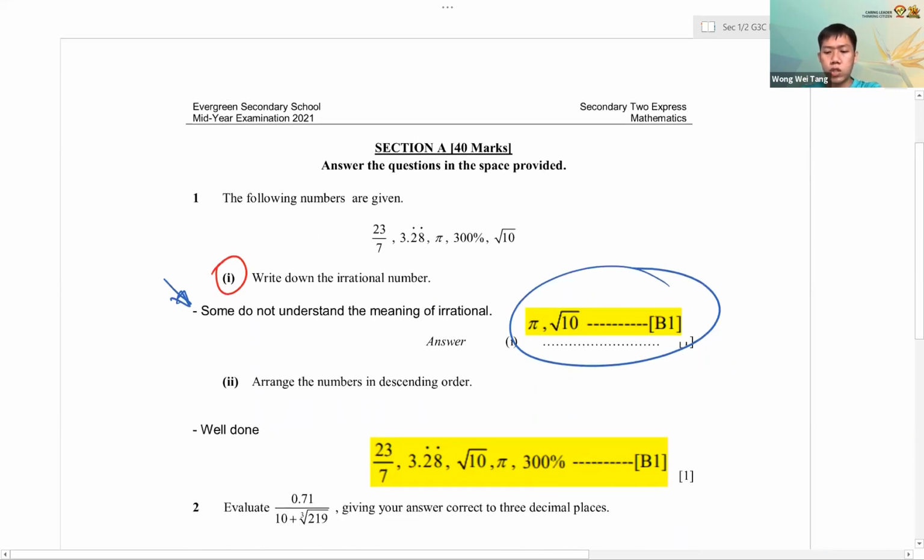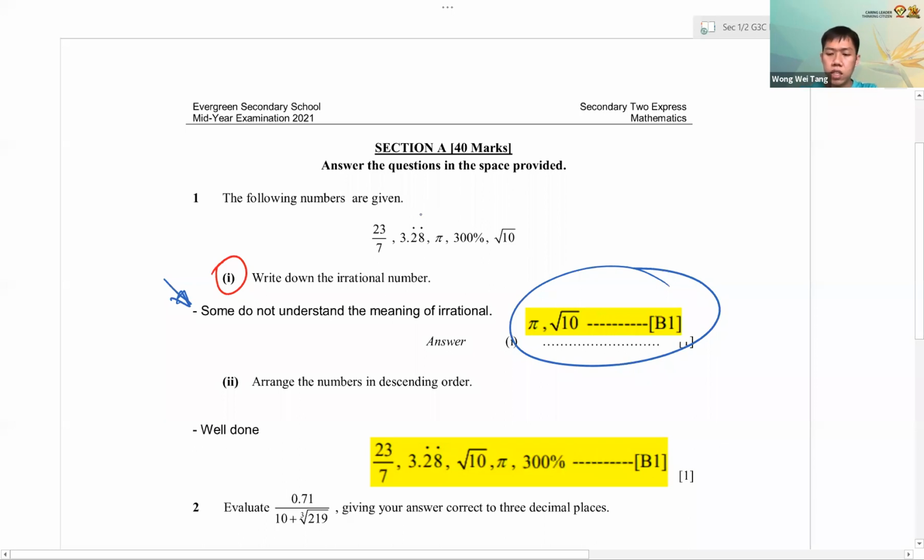We are supposed to write down the irrational number. Irrational numbers will be numbers that cannot be expressed in a fraction in the form a over b, where a and b are integers, and b is not equal to 0. So if you can write it this way, it is a rational number already. Now, the other thing that we have covered is that numbers with dots on top, they are recurring numbers. As long as you see dots on top, then they are already rational numbers.